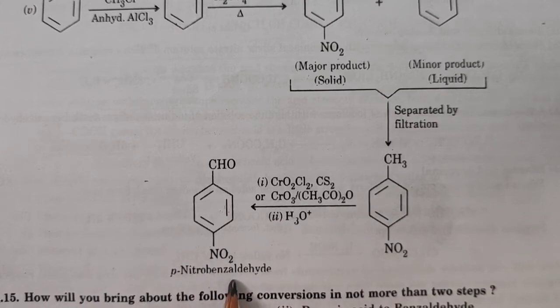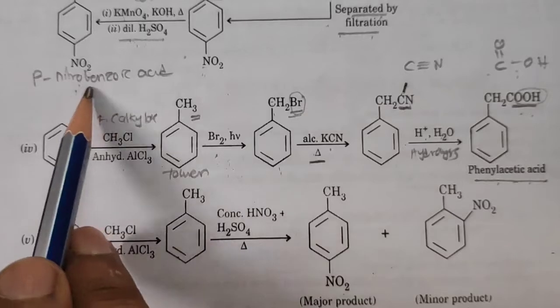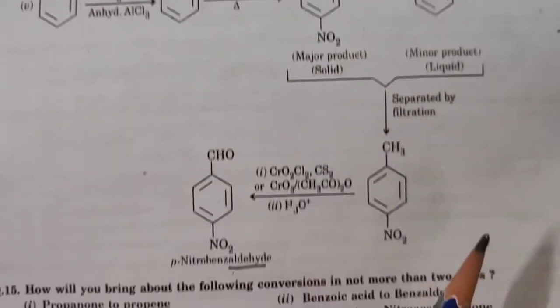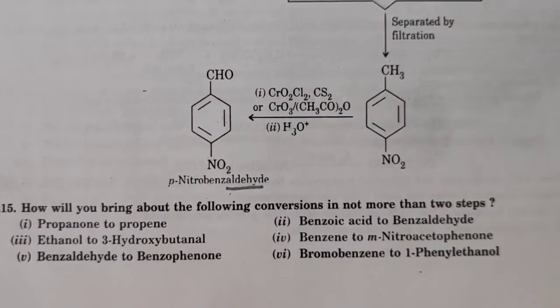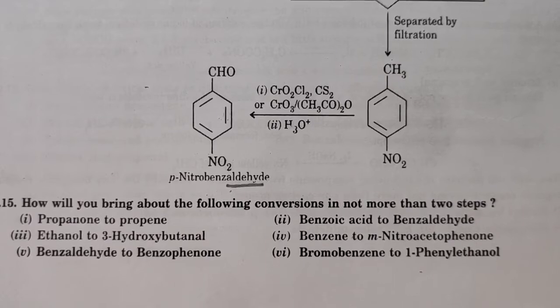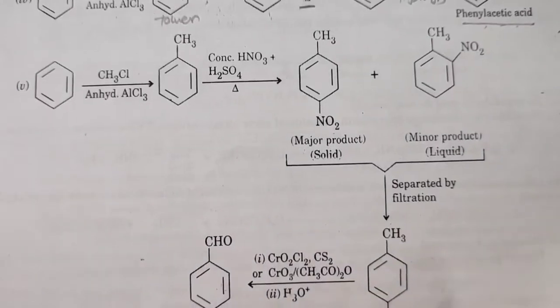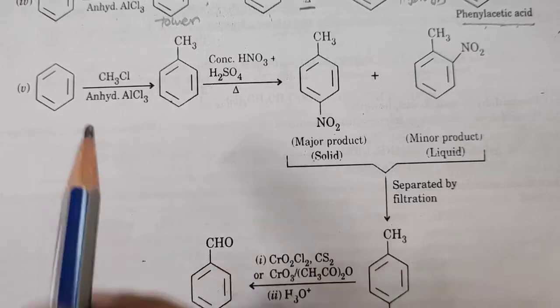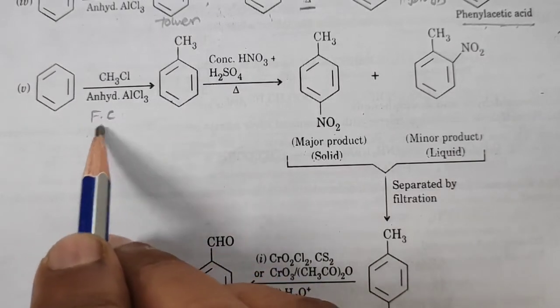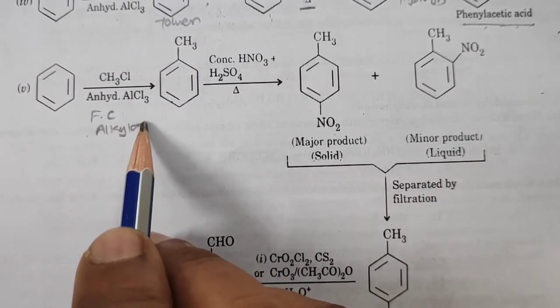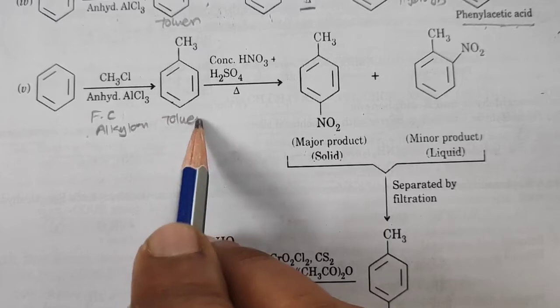Para-nitro benzaldehyde, not benzoic acid. This is aldehyde. What we have seen here was benzoic acid. Understood? So here in this case, if you see, benzene is there. Again what I said here, Friedel-Crafts alkylation, you will get toluene or methyl benzene.